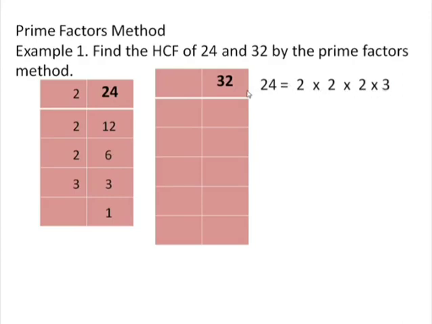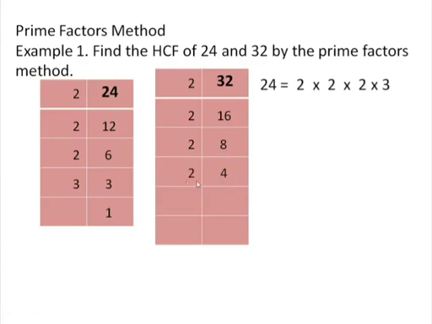Now, next number 32. Using the same method, it is an even number. So, we will take 2 as the prime factor. 2 16s are 32. Now, again 2 will be the factor. 2 8s are 16. Now again we will take 2 as a factor. 2 4s are 8. So we will write 4 below 8.